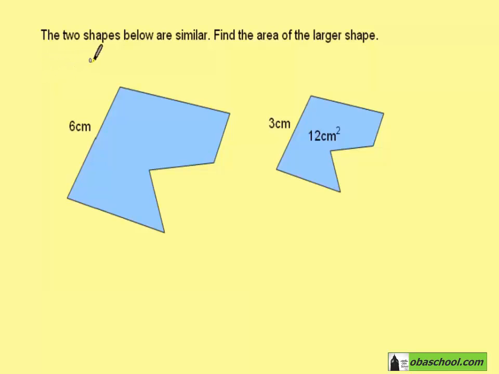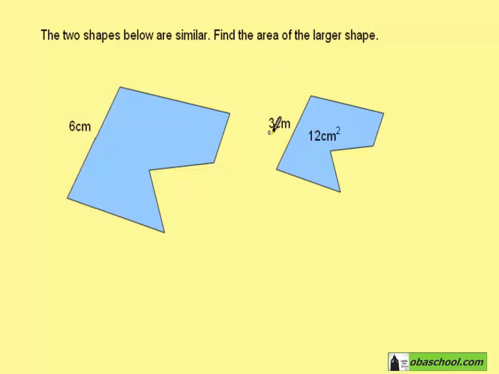The two shapes below are similar. Remember that that means that one is an enlargement of the other. We want to find the area of the larger shape.